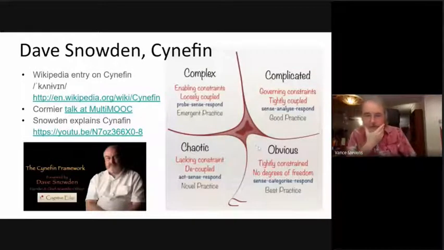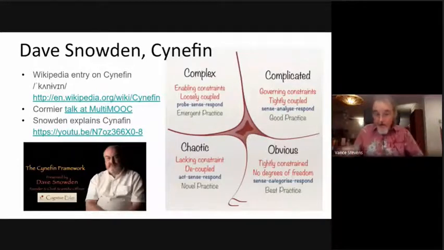Another thing about the Cynefin model is that if you start with the obvious and then plunge into the chaotic, some of these diagrams have a deep line here. He called it a cliff. If you go from obvious to chaotic, that is anathema. You have to progress around this diagram. And cMOOCs are good for that kind of thing.